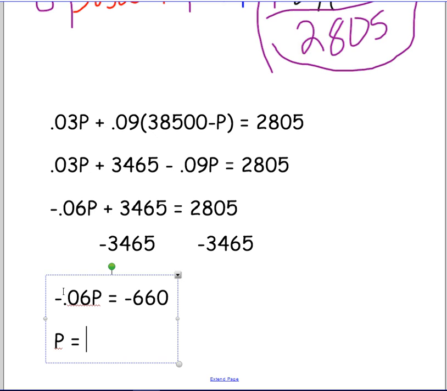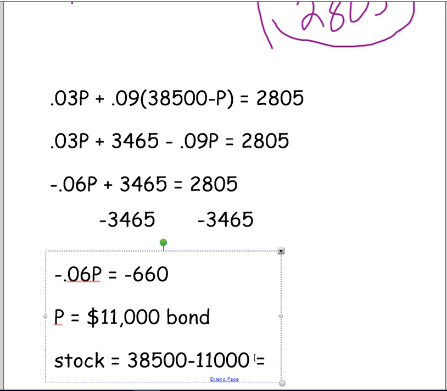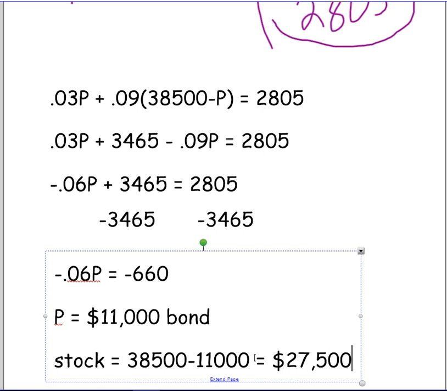We get that that is $11,000. And remember, that's our bond. And so our stock is our total, our 38,500 minus 11,000, which gives us a total for our stock of $27,500.